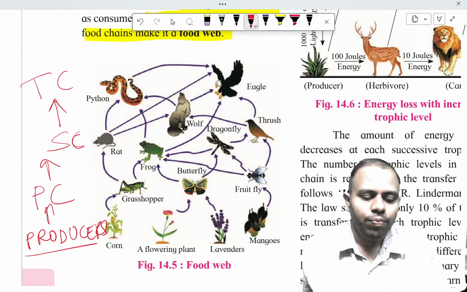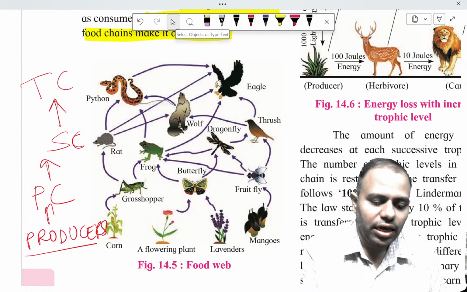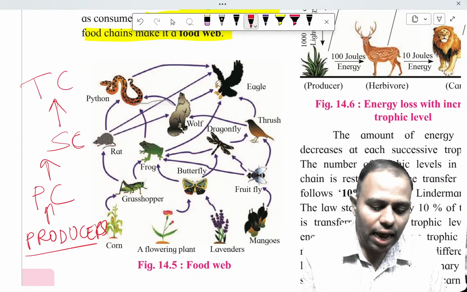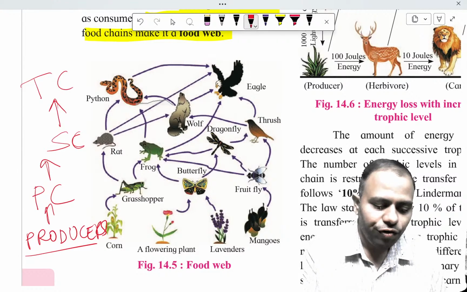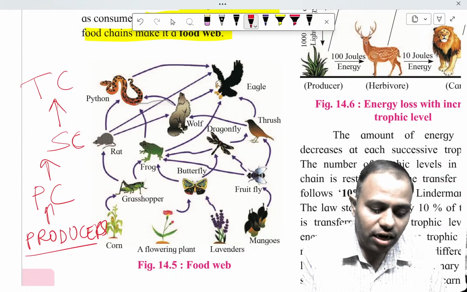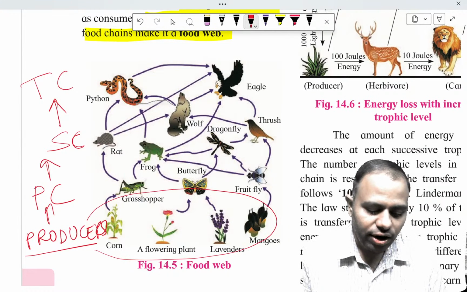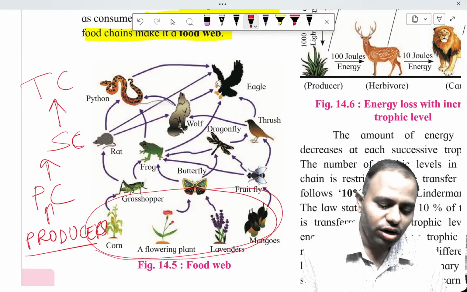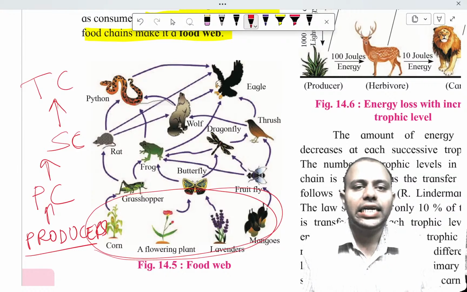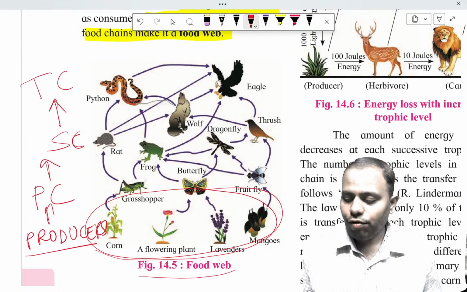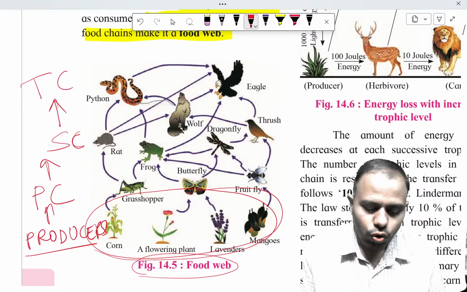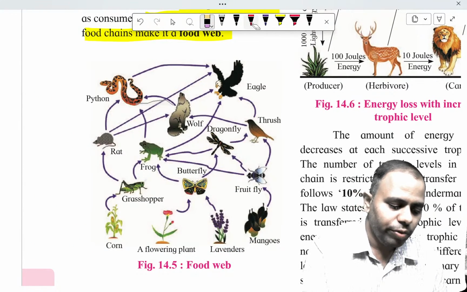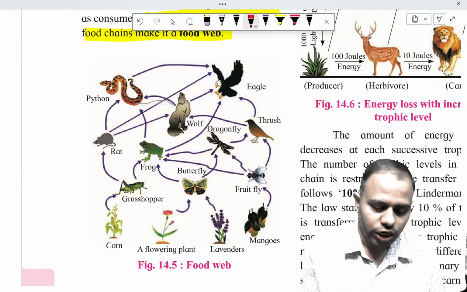And in this diagram you can see all the animals are interconnected with each other, meaning the different animals at the tertiary level can eat a number of secondary consumers. The secondary consumers can eat lots of primary consumers. So since in this diagram the organisms are interconnected with each other depending on their nutrition, it is called a food web. It is the natural interconnection between the different kinds of food chain that is called a food web. Is the food web clear to all of you?